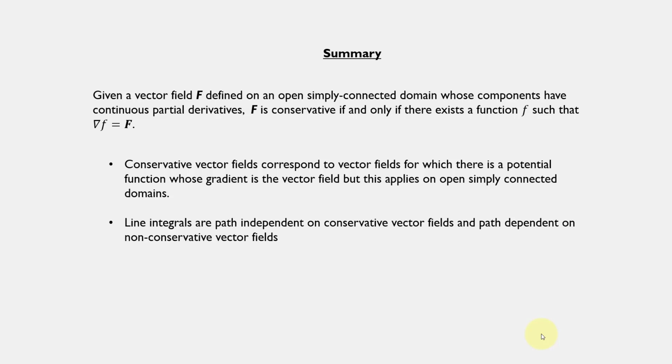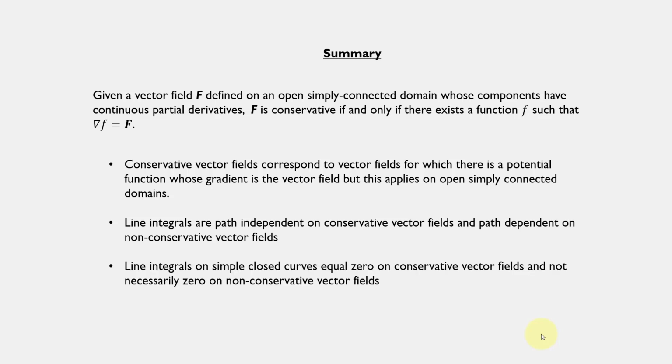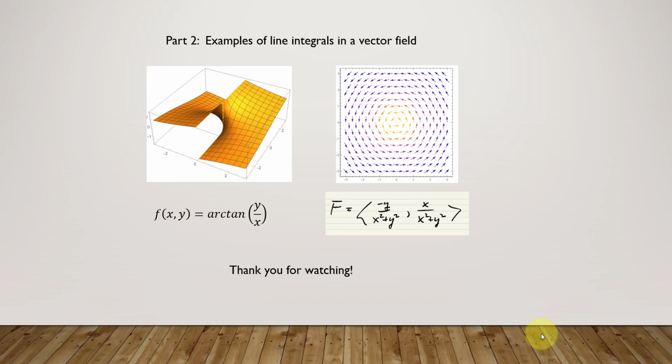Line integrals are path independent on conservative vector fields and path dependent on non-conservative vector fields. Line integrals on simple closed curves, that is, curves that begin and end at the same point and don't cross themselves, are equal to 0 on conservative vector fields and not necessarily 0 on non-conservative vector fields. And conservative vector fields are irrotational while non-conservative vector fields are rotational. Okay, so that's the end of part 1.